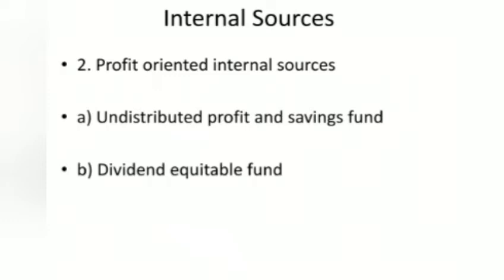Another segment of internal sources is profit-oriented internal sources. It can be basically categorized into two basic types: undistributed profit and savings fund, and second one is dividend equitable fund. So, what is profit-oriented internal sources of finance?